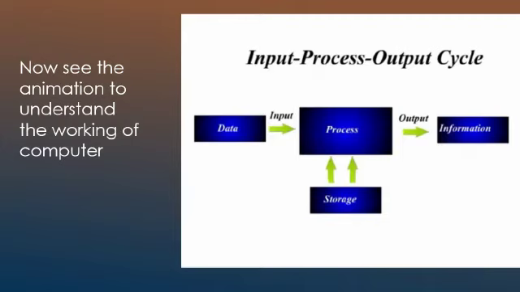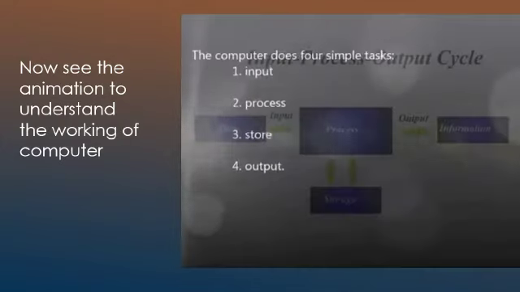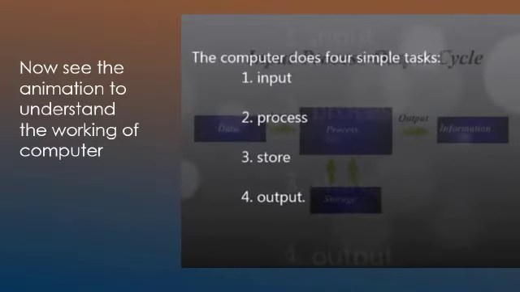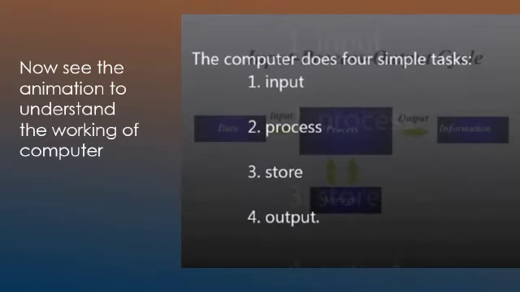Now we are going to see an animation to understand the working of a computer. The computer may seem like a very complicated machine, but it basically does four simple tasks: 1. Input. 2. Process. 3. Store. And 4. Output. Input means to put in or into, and that is exactly what an input device does.